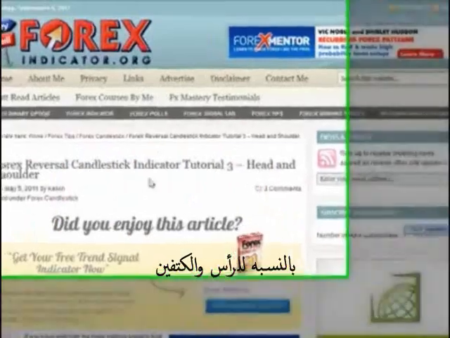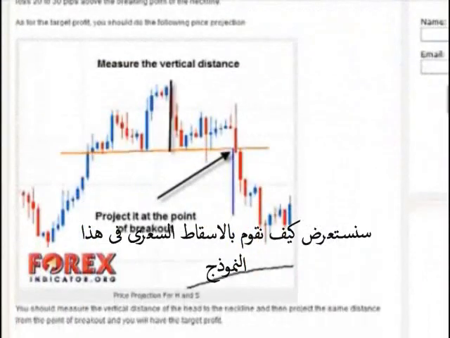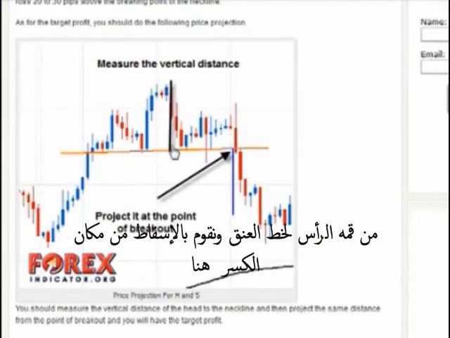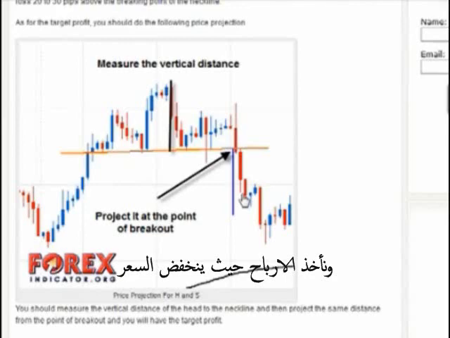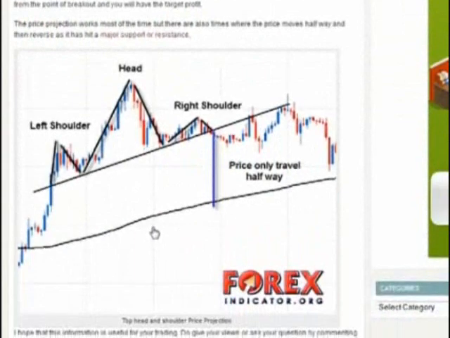As for the head and shoulder patterns, you can see here. Okay, here I'm showing you how you do a price projection for head and shoulder patterns. You can see the left shoulder, head, right shoulder. So from the top of the head, you measure the distance from the top of the head to the neckline. Then project it to where it actually breaks out. This is where we take our profit. You can see the price moves down exactly to where we want and starts to move sideways and we take our profit here. Okay, can you see that?